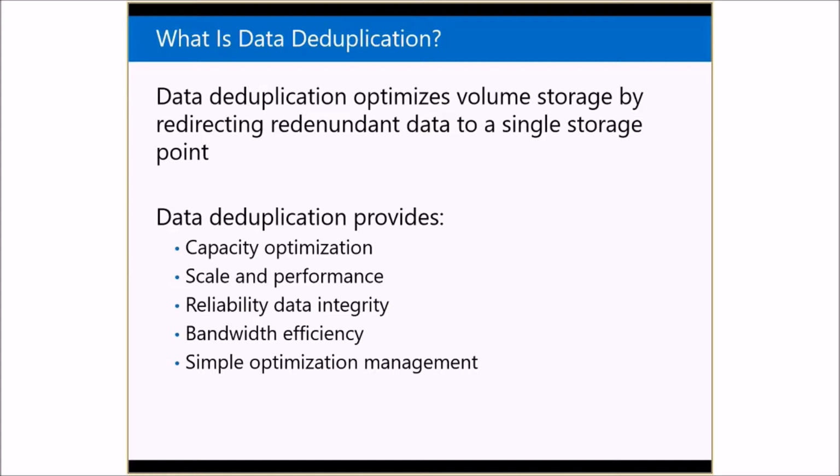So in this room, if we've got 20 people, and we've got an ISO that's 6 gigs, so that's 20 times 6, that's 120 gigs. Yeah, 120 gigs. Okay, 120 gigs of data. Instead of storing 120 gigs of data, we're going to store 6 gigs of data only. That's a big saving, isn't it? Huge saving.